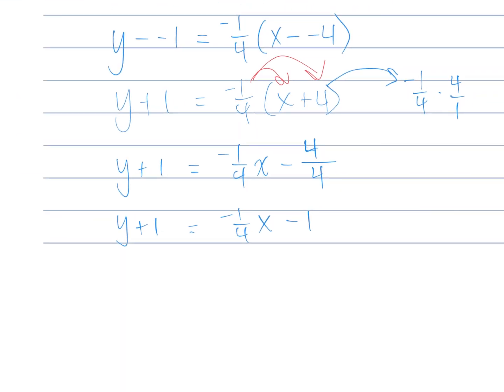Mia, how did you get the 4/4? Okay, because do you agree that 4 as a fraction is 4/1? So 4/1 times 1/4, 1 times 4 gives me 4, and 4 times 1 gives me 4, so I get 4/4.